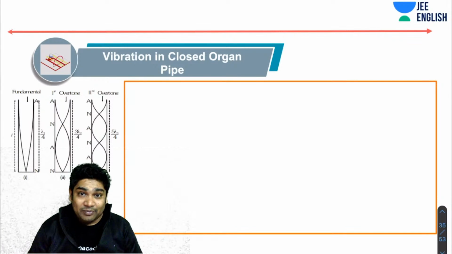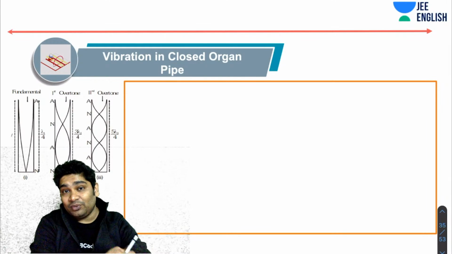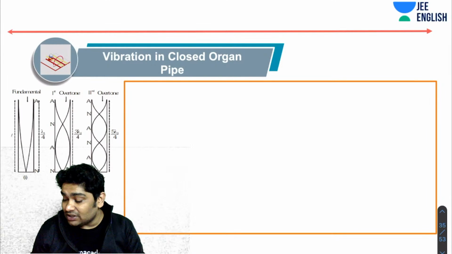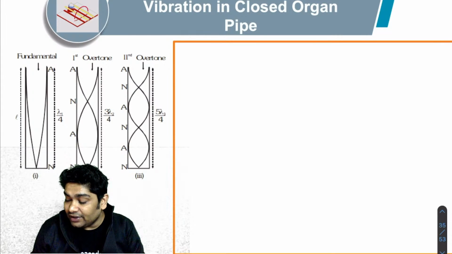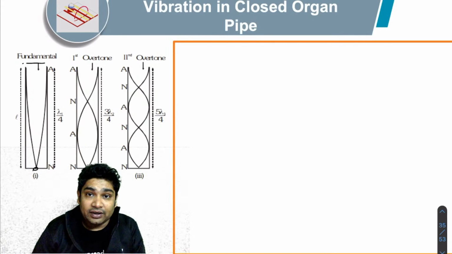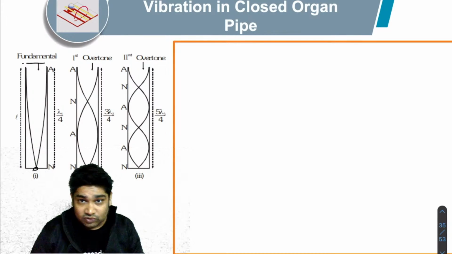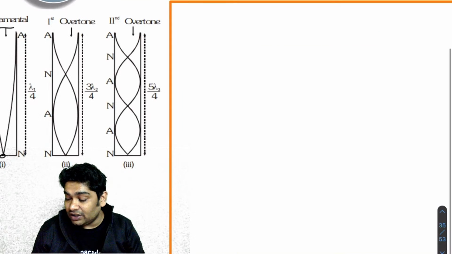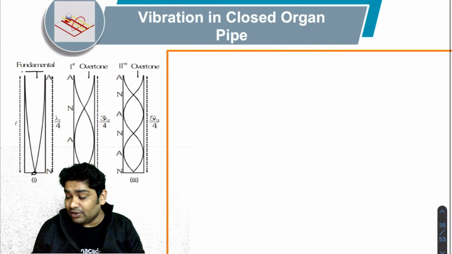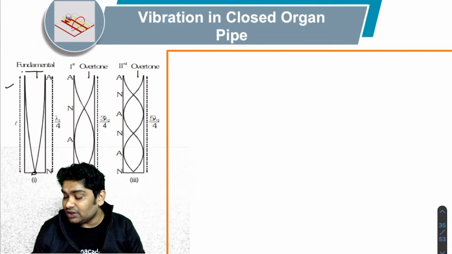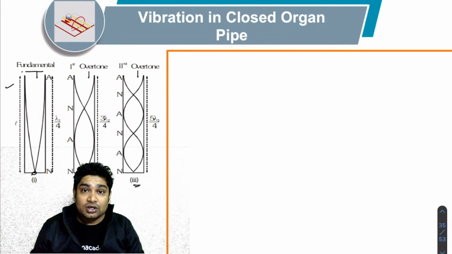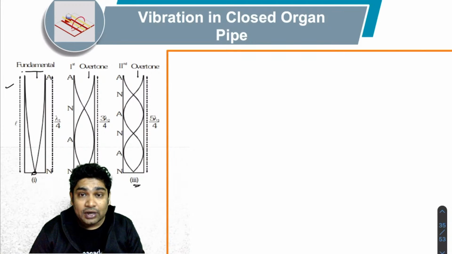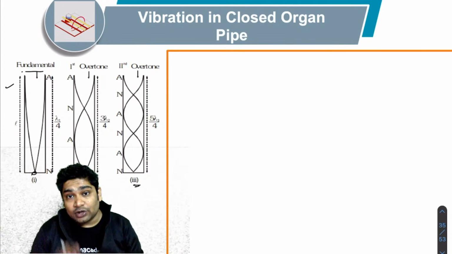In a closed organ pipe, if you are trying to form standing waves, you have to have a node here because this is a fixed end, and this is an open end, so you have to have an antinode here because the air molecules here are completely free to oscillate. These particles obviously cannot oscillate. The first possible mode of vibration is this. The second possible mode of vibration is this. The third possible mode of vibration is this. So the condition is that on the closed end you should have a node, and on the open end you should have an antinode.